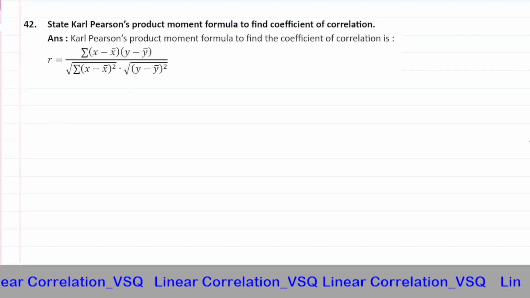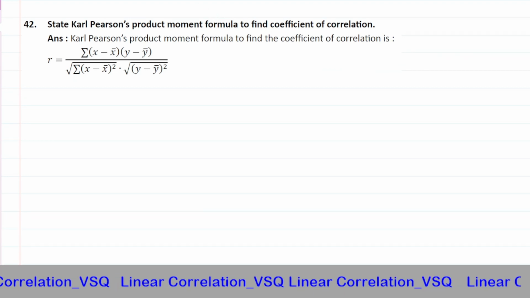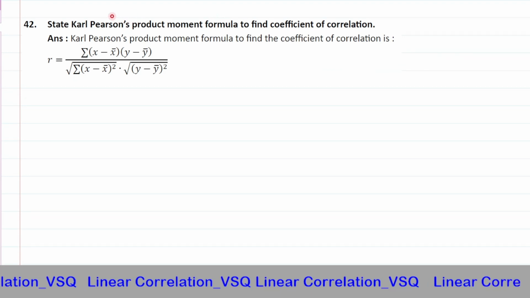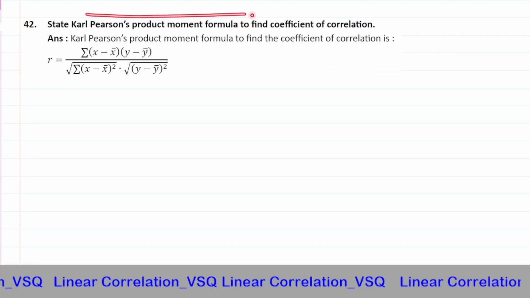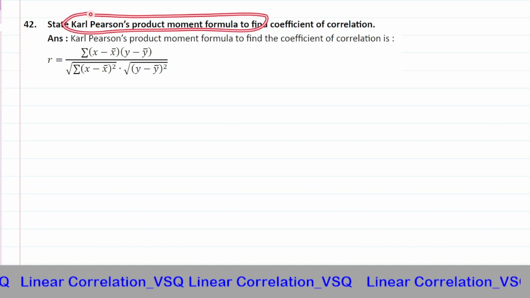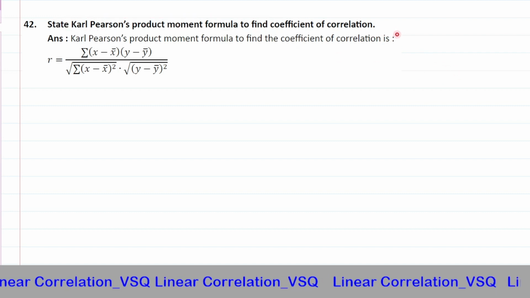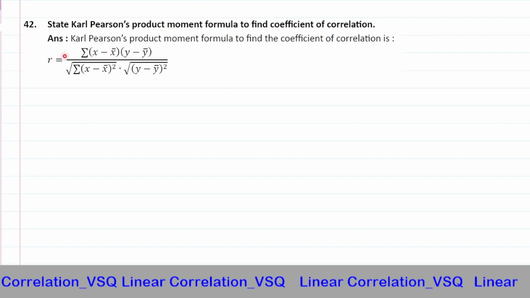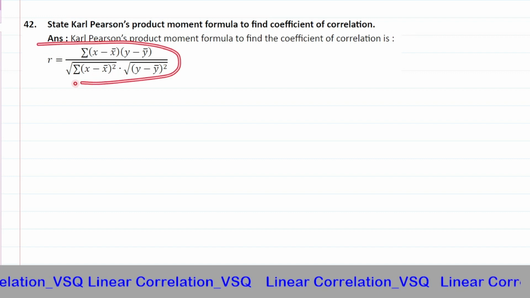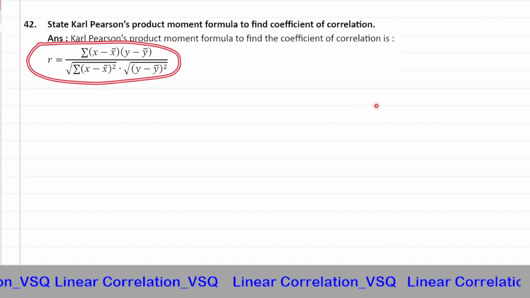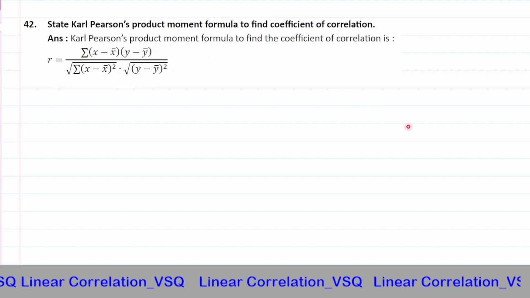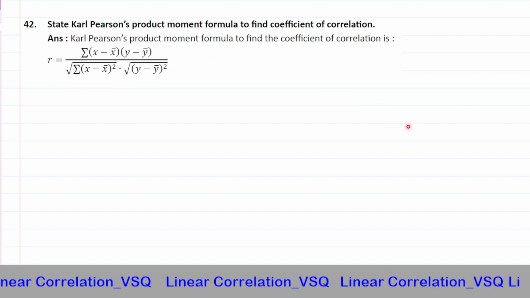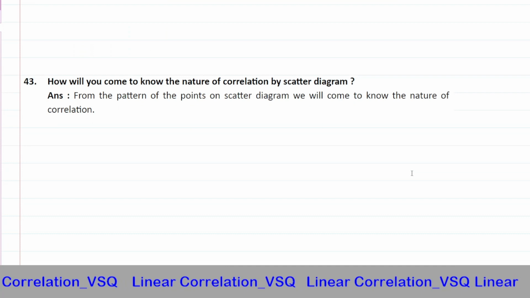Question 42. State Karl Pearson's product moment formula. Karl Pearson's product moment formula to find the coefficient of correlation. The formula is r equal to summation of (x minus x bar) into (y minus y bar) divided by under root of sigma (x minus x bar) whole square into sigma (y minus y bar) whole square.